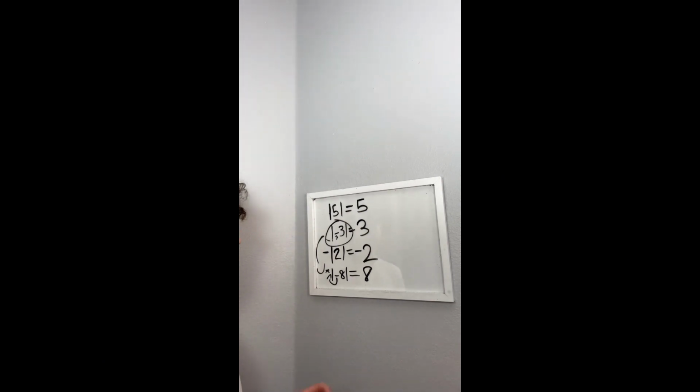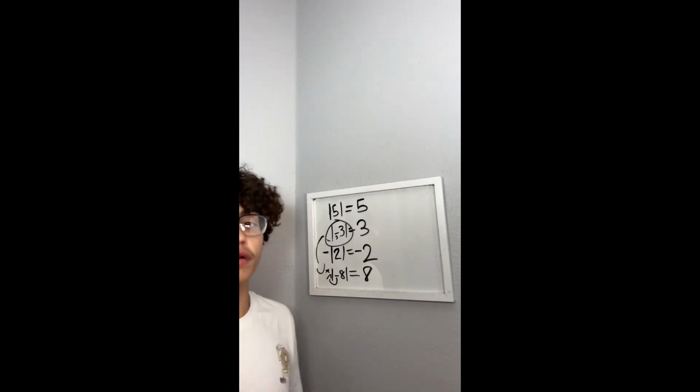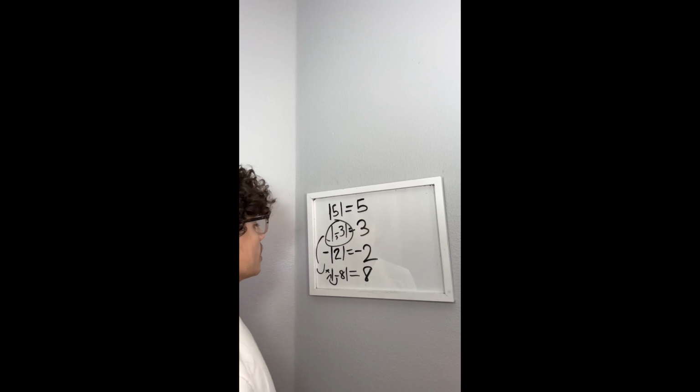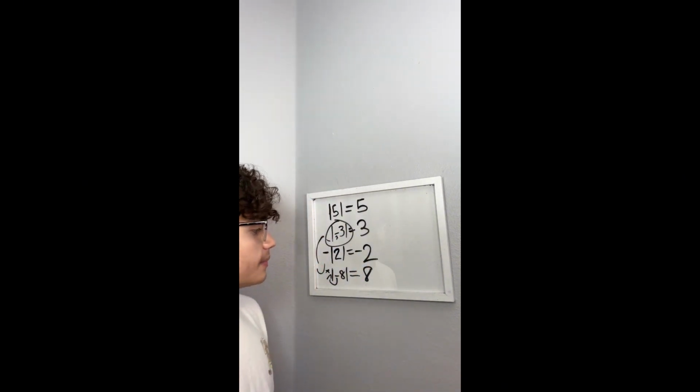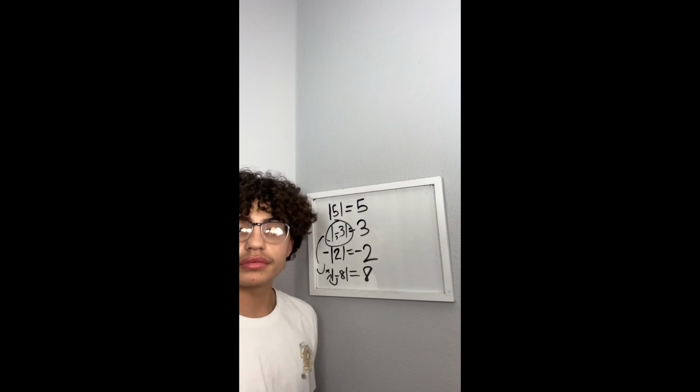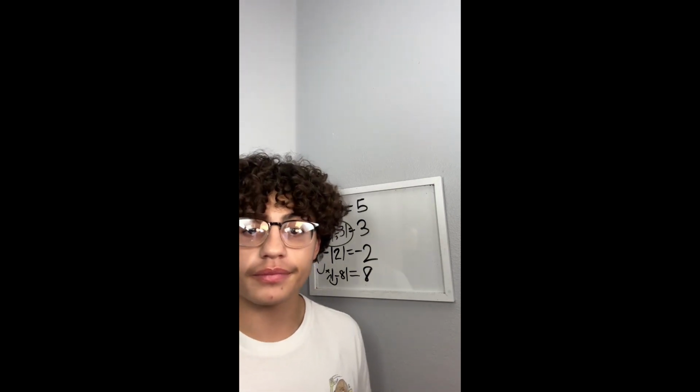Absolute value is very, very simple. It's so easy that you don't even need to do math, really. You don't need math for this one. You really don't. It's just so simple. I don't know how much more simple it could get.